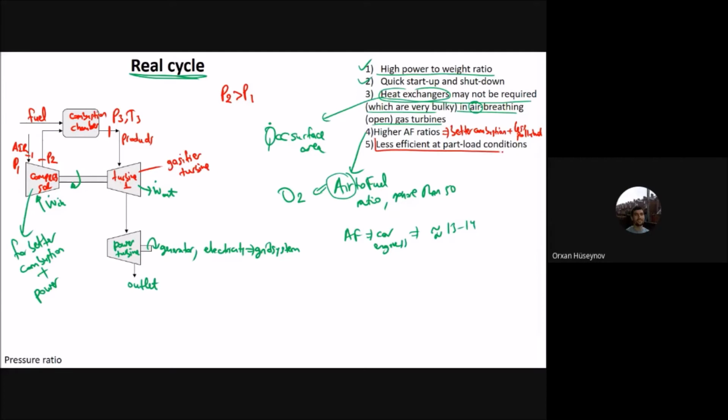The disadvantage of the system is that it is less efficient at part load conditions. Part load conditions means that, for example, you are not driving the car at full speed, but at half speed. These systems are not efficient at part load conditions. Therefore, we can't use it for cars. This is the disadvantage of the gas turbine cycle. But the rest, the other four, are advantages.